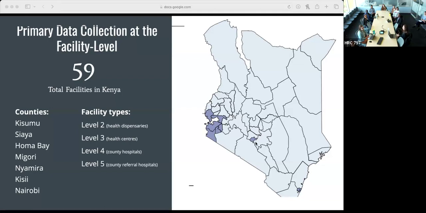So we did representative sampling of around 120 facilities in Zambia and Kenya. Our data today will mostly focus on the data in Kenya, where we are set to sample from 59 total facilities in Kisumu, Siaya, Homa Bay, Migori, Nyamira, Kisii, Nairobi, and Mombasa County in a variety of facility types, including health dispensaries, health centers, county hospitals, and county referral hospitals.